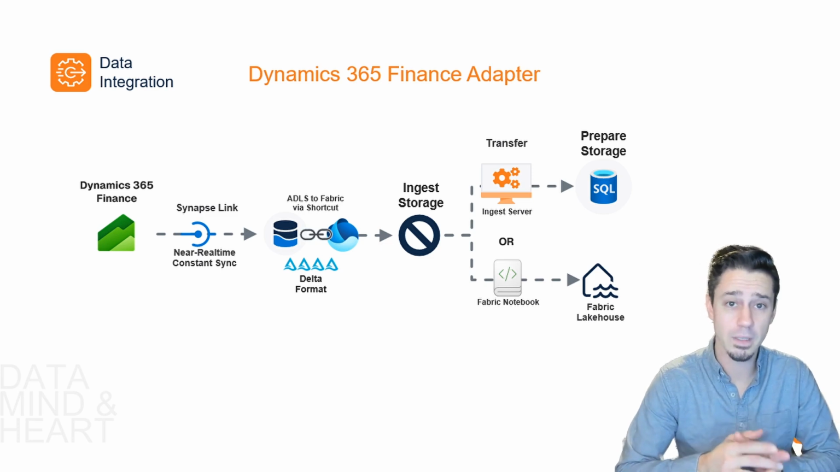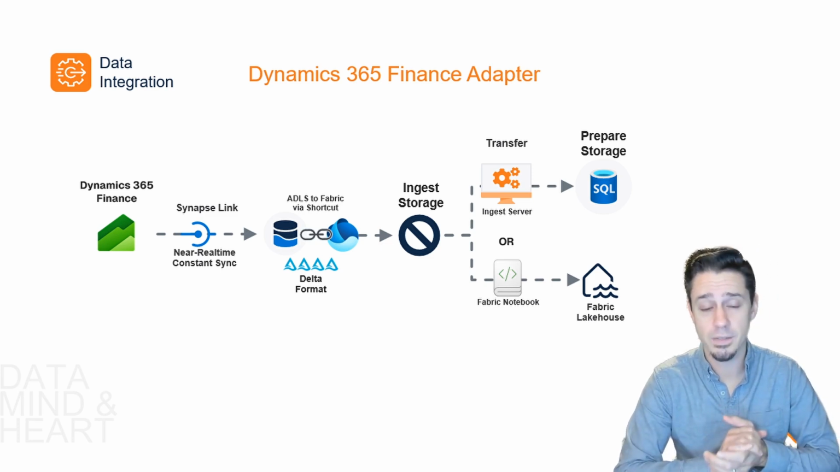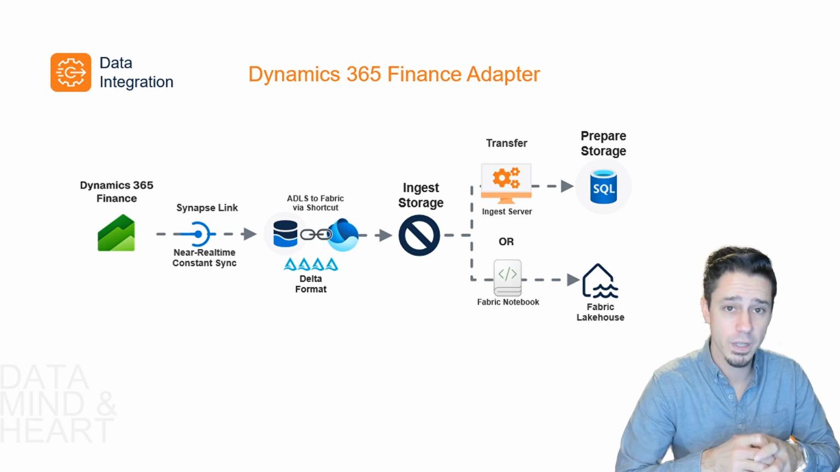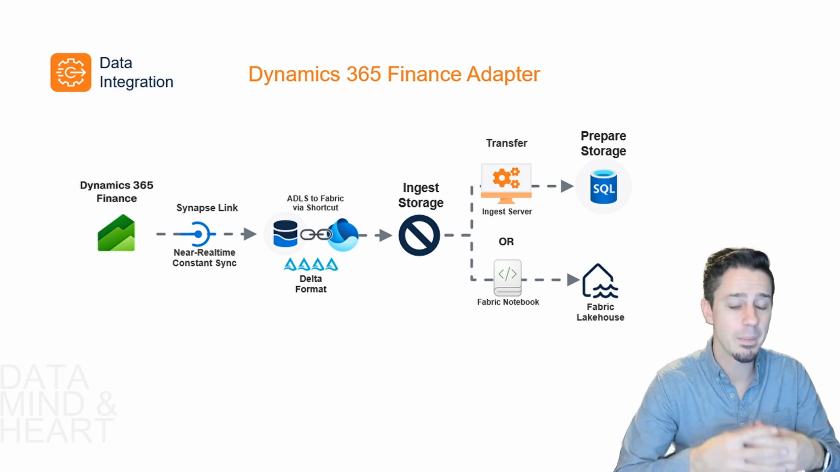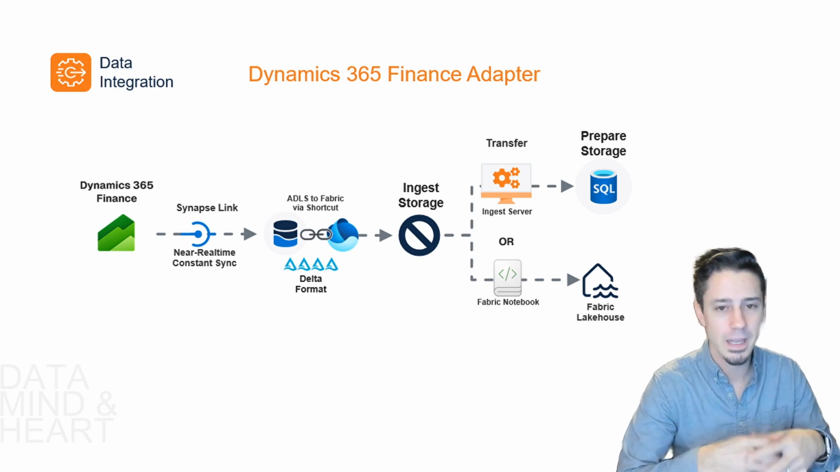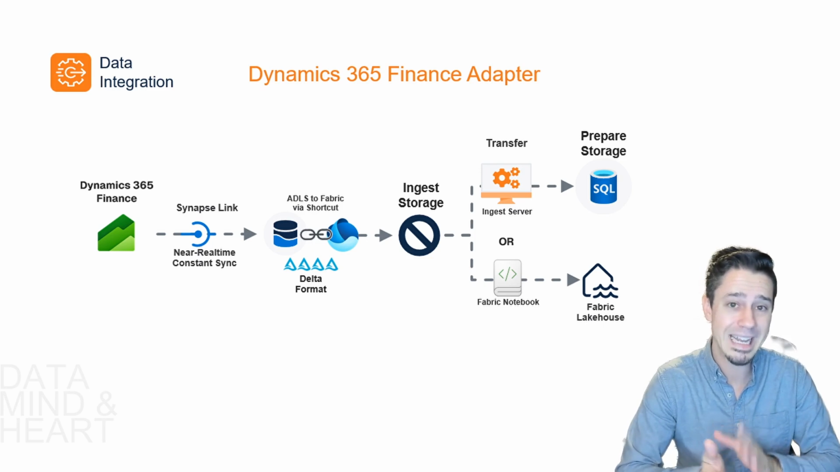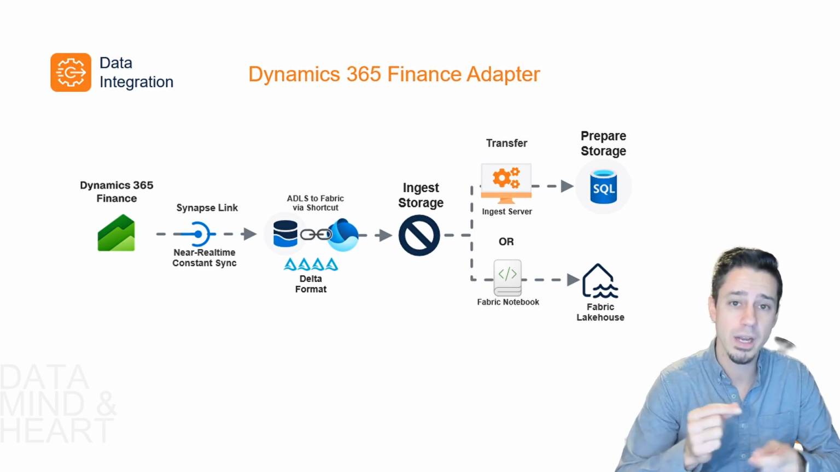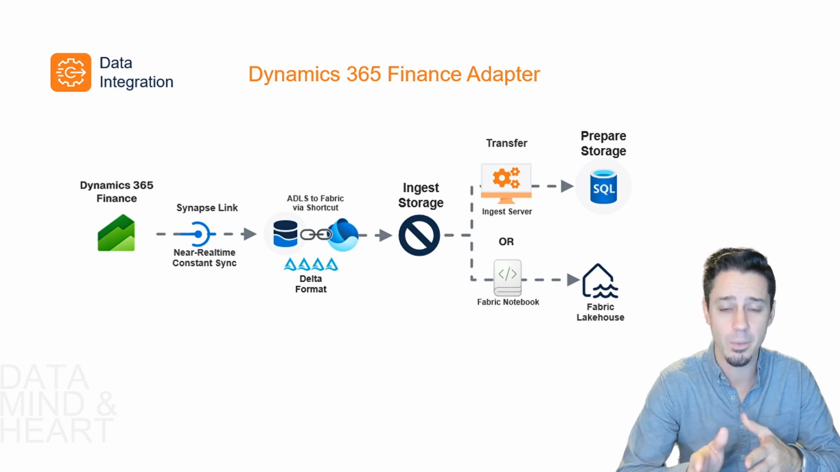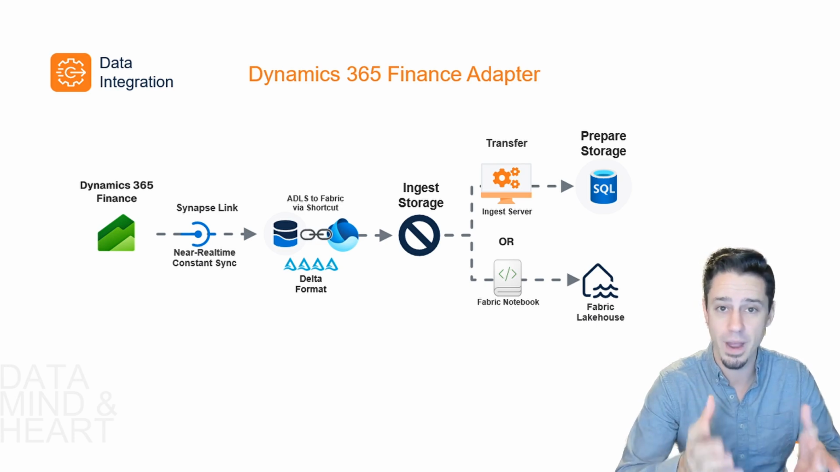In the diagram on the left, you can see the Dynamics 365 Finance application. When you configure the Dataverse link, it'll create a near real-time constant sync of this data into Delta Parquet files in an Azure data lake. Now you can create a shortcut in Fabric to give you direct access to this data within Fabric OneLake.